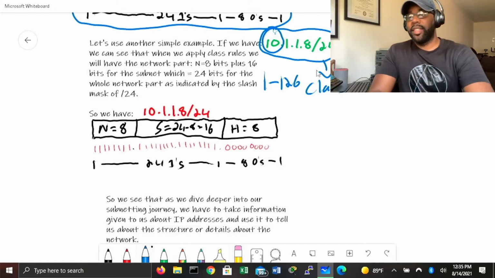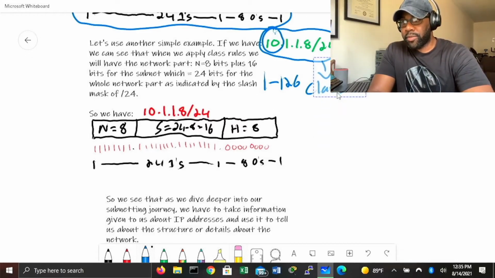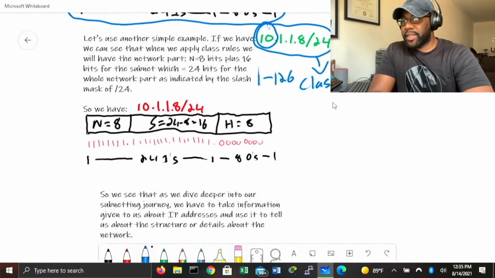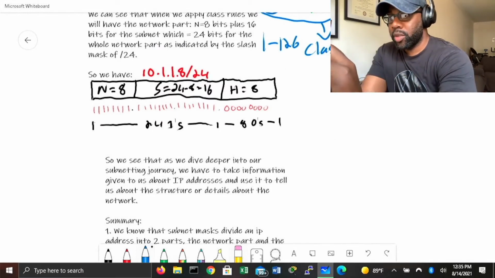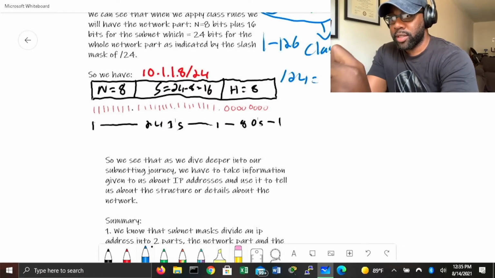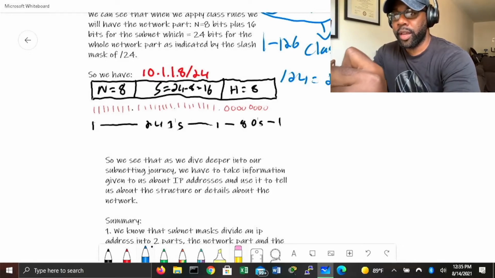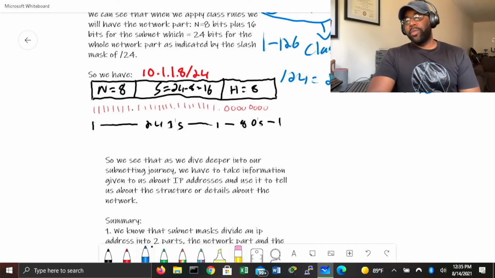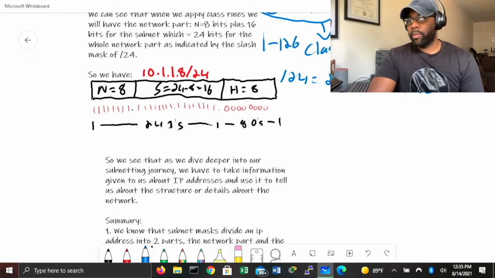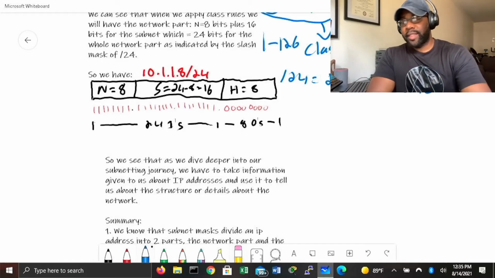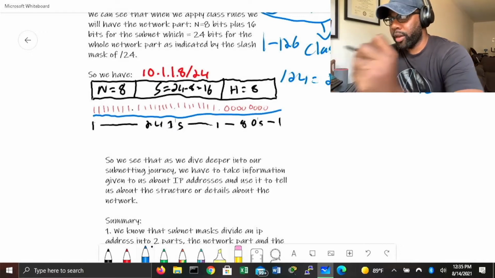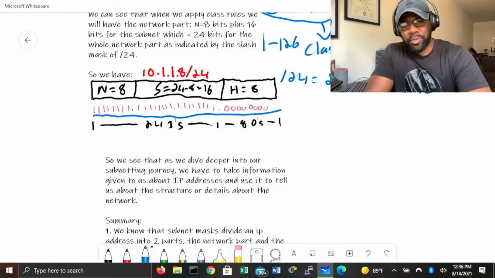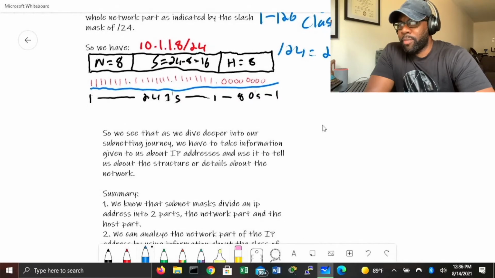And why is it 16 bits for the subnet? Oops, I'm moving stuff around. We have 16 bits for the subnet because, again, our mask, which is /24, tells us that we have this, right? And we're doing a little conversion work right here. 255.255.255.0, and let's convert that to binary, which we have right here. Beautiful, beautiful illustration we have here. Oh, I love Microsoft Whiteboard.